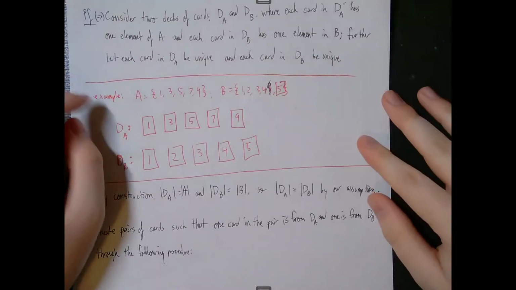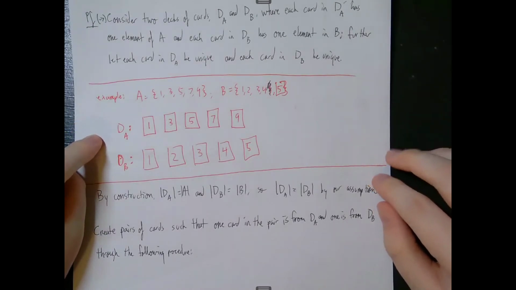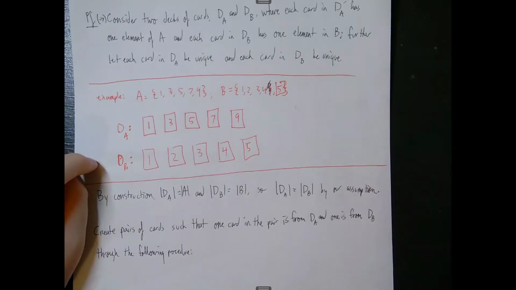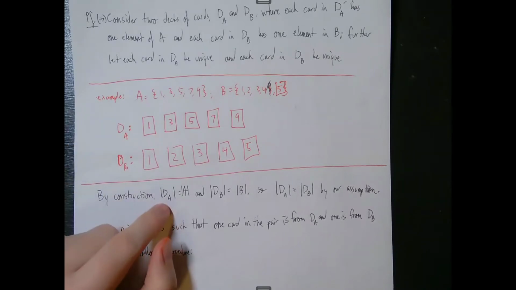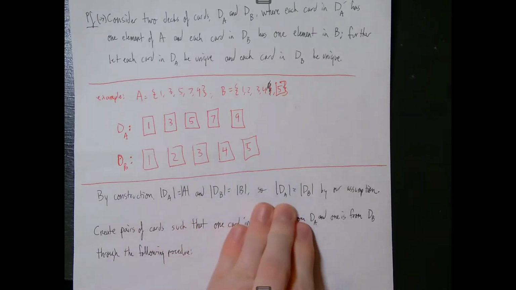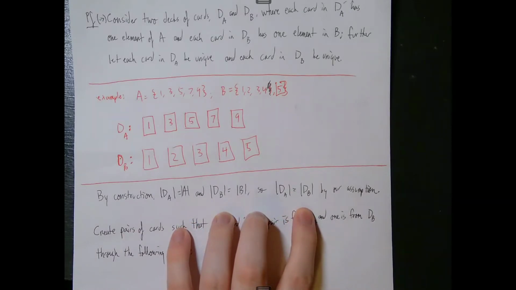So basically, the way we've constructed D sub A and D sub B, we've made exactly one card per distinct element of A, and exactly one card per distinct element of B. So the cardinality of D sub A, or the number of cards in D sub A, is equal to the number of elements in A, and the cardinality of D sub B is equal to the number of elements in B. And since we assume that A and B have the same cardinality, what we're saying here is that D sub A and D sub B have the same number of cards.